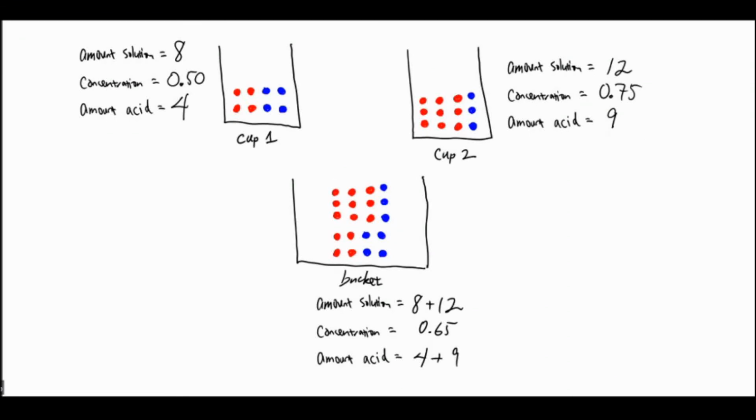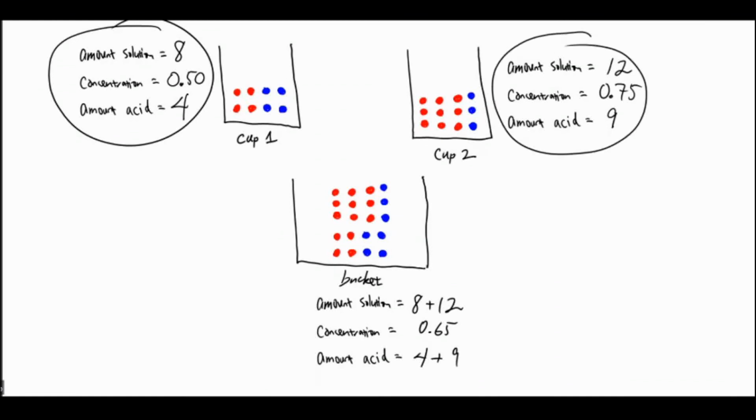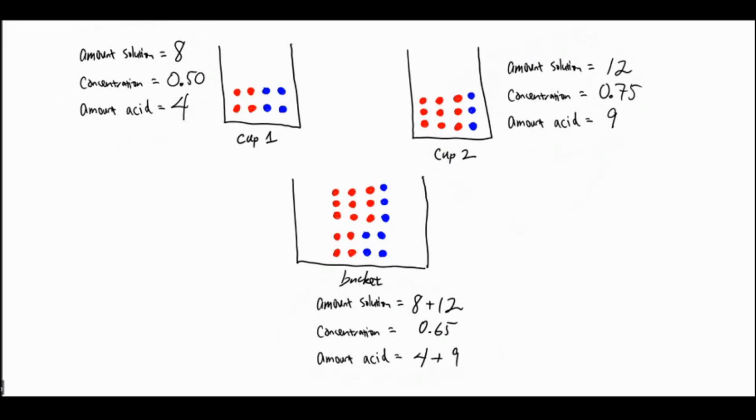That is, you're going to have to do this amount solution times concentration equals amount acid to each of the three containers, which means you need to keep track of amount solution and concentration and amount acid for the first container. You need to keep track of amount solution and concentration and amount acid for the second container. And you need to keep track of the amount solution and the concentration and the amount acid for the third container. You've got to keep track of all 9 of those quantities.